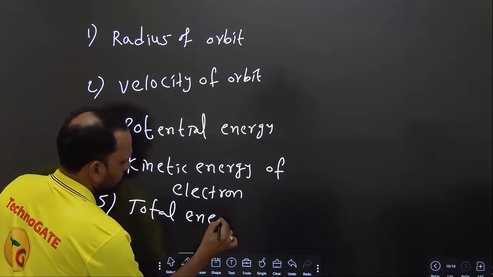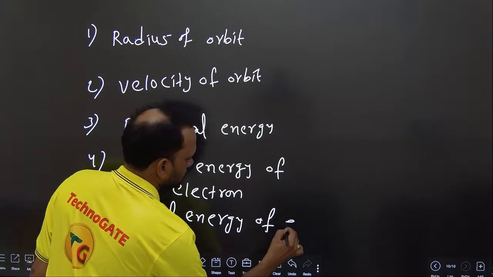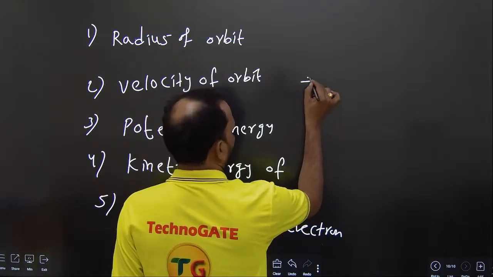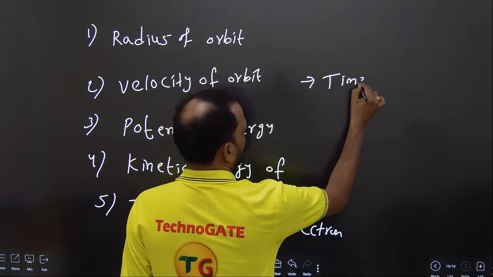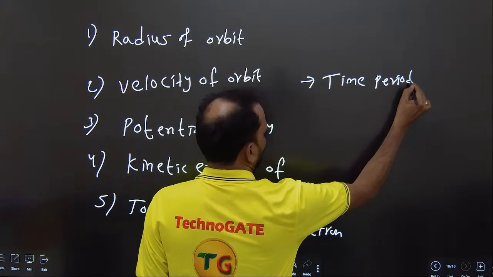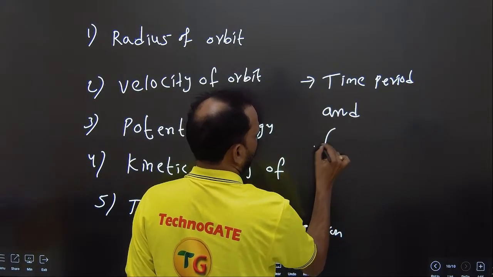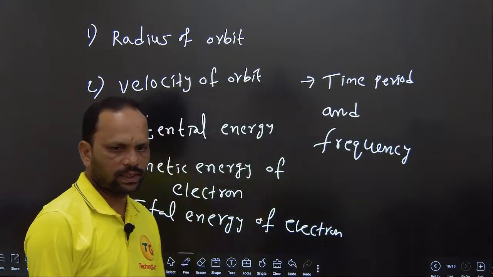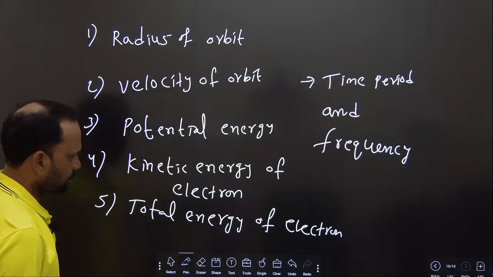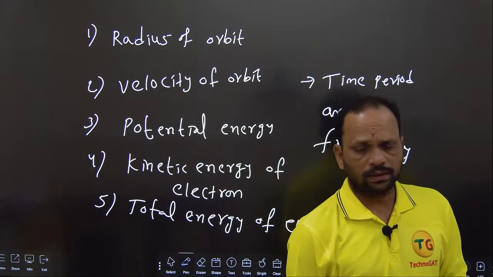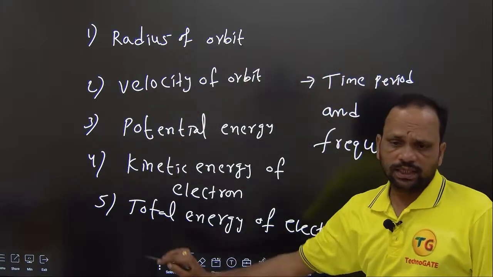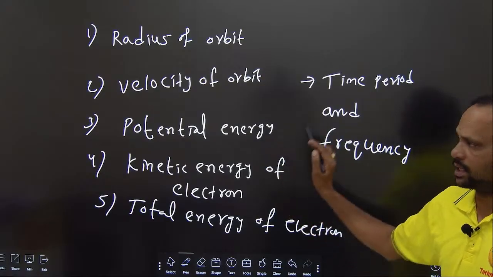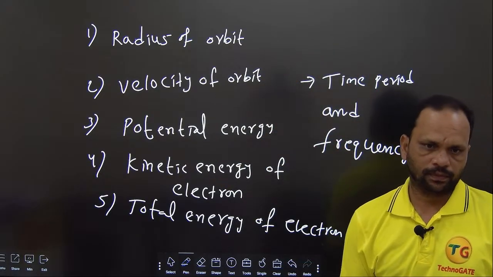Total energy of electron. Then time period and frequency. We'll discuss these later. So all these things we'll discuss in the next video, right? And there are so many formulas. These are very important formulas. Thank you.